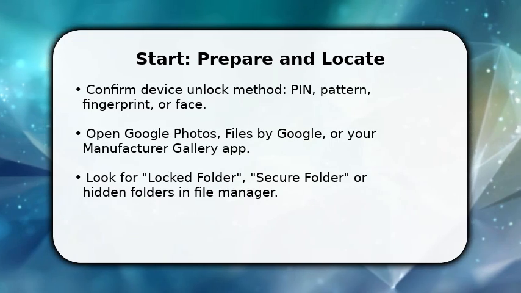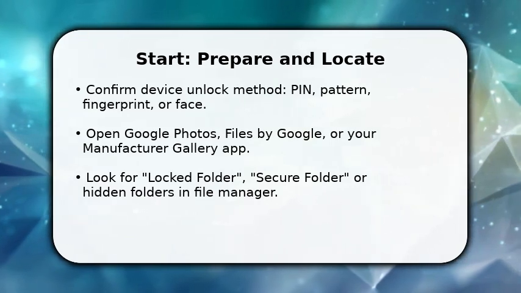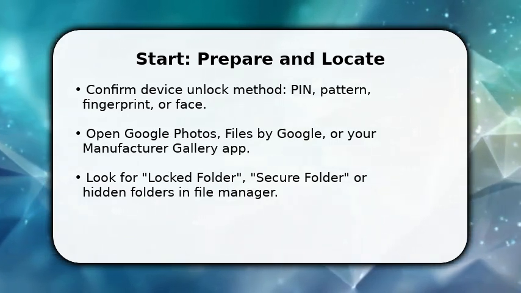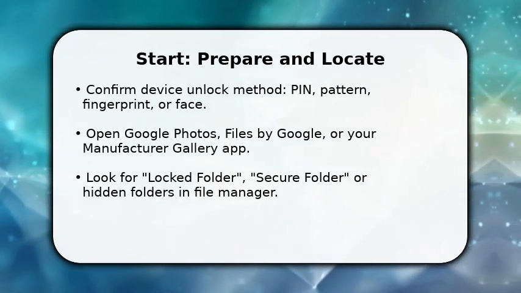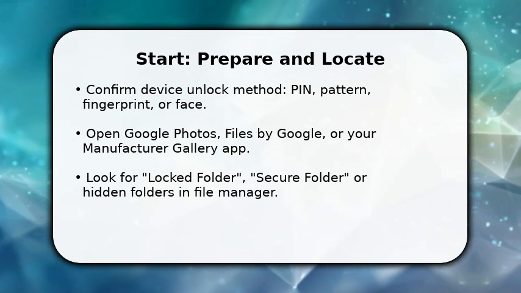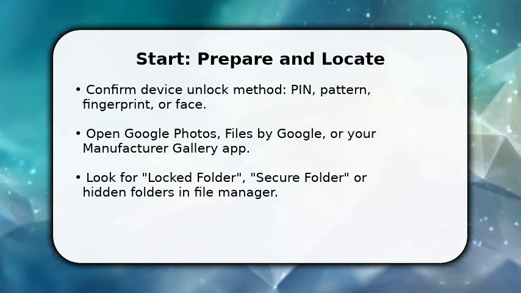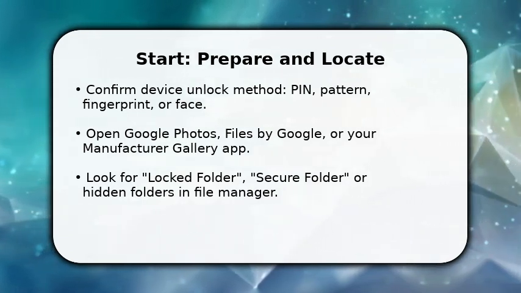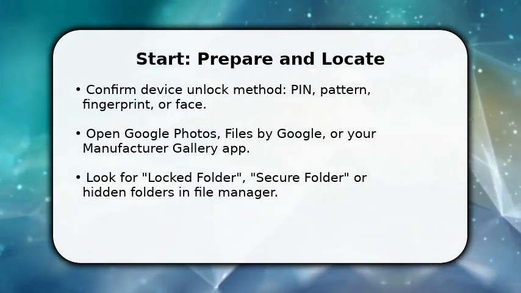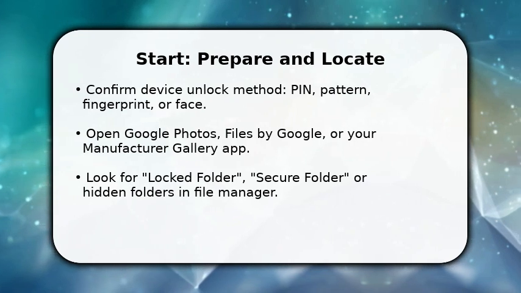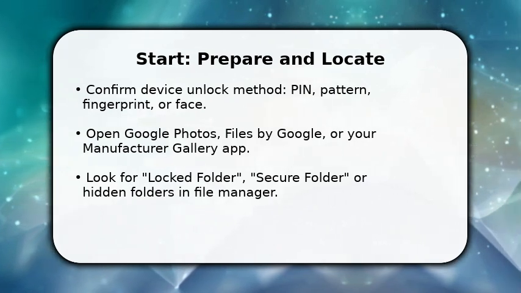You'll begin by confirming your unlock method, PIN, pattern, or fingerprint so you can access protected areas. Next, open Google Photos or your device's Files/Gallery app and navigate straight to storage options. Don't waste time in settings. Look specifically for labels like Locked Folder, Secure Folder, or Hidden Folders in the File Manager. Once you locate the area, you're ready to authenticate.